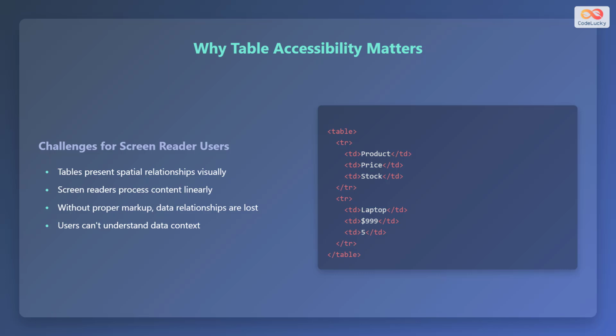Here's an example of an inaccessible table. Notice the lack of semantic structure. The table uses basic table row and table data elements without defining headers or relationships. This makes it difficult for screen readers to interpret the table correctly.